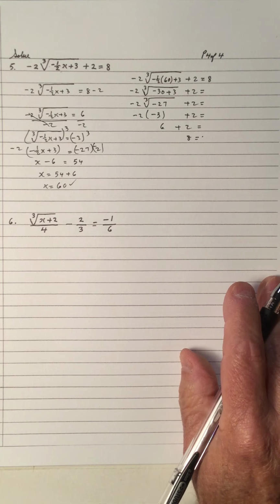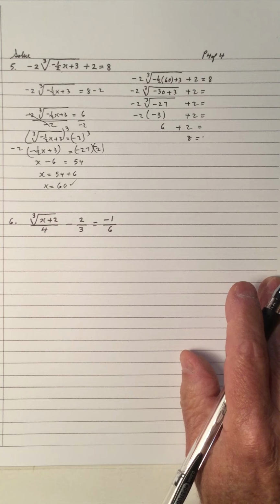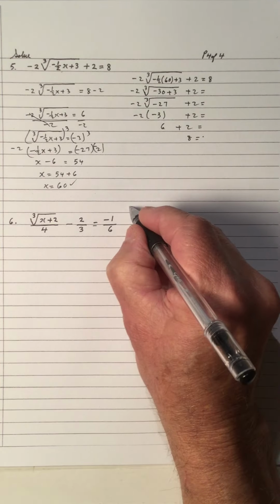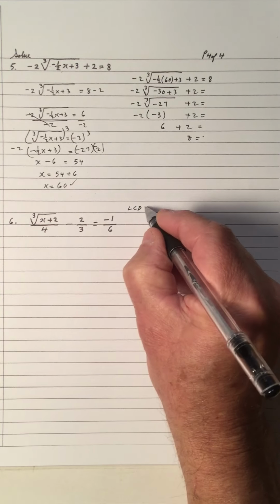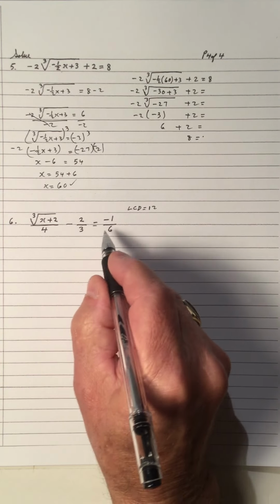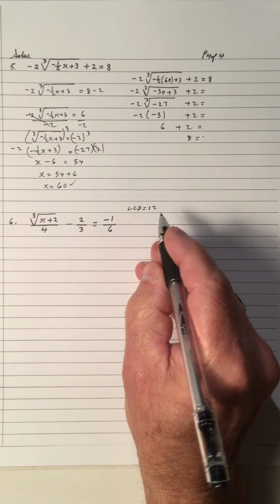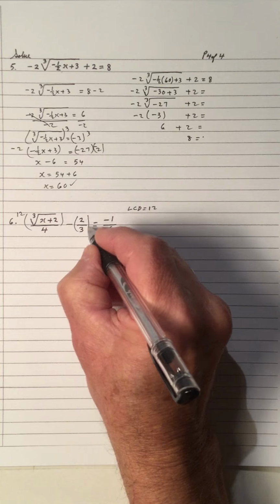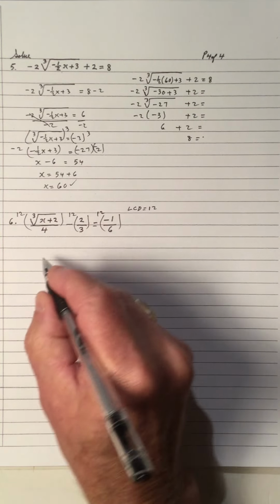And number 6, again, I have fractions. Notice I keep reminding of reviewing the fractions. We've got an equation with fractions. I multiply by the LCD. So the LCD of 4, 3, and 6 is 12. 4, 3, and 6 will divide into 12, common denominator. So we'll multiply each term, each part of the equation, by 12.